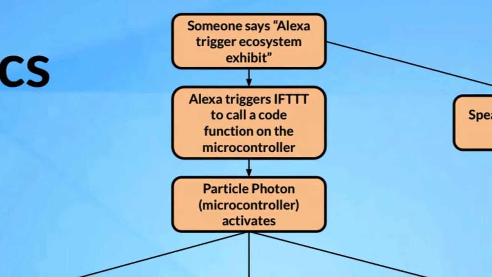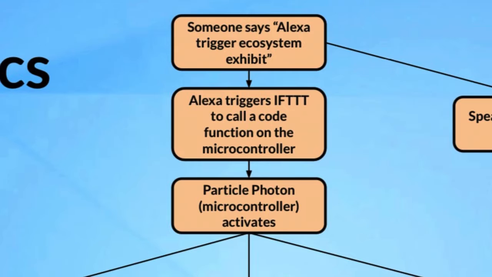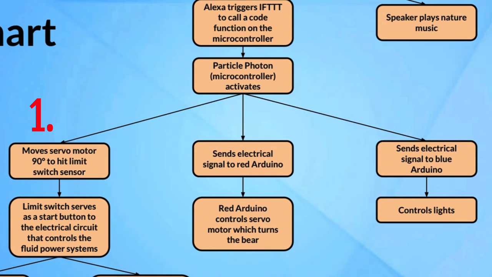When IFTTT receives the trigger, it calls a code function within our microcontroller and passes it a value of start as a parameter. When the photon receives this, it activates and begins executing code, which causes it to perform three main actions simultaneously.